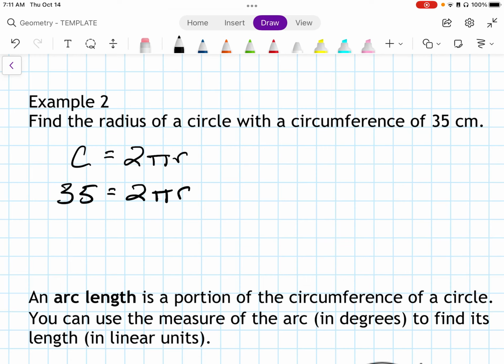So I'm going to type in 35 divided by 2, and then I'm going to press enter, and then I'm going to say divided by pi. I'm going to press enter, and that gives me that r equals, and I'm going to round to 2 decimal places, 5.57, and that would be centimeters.